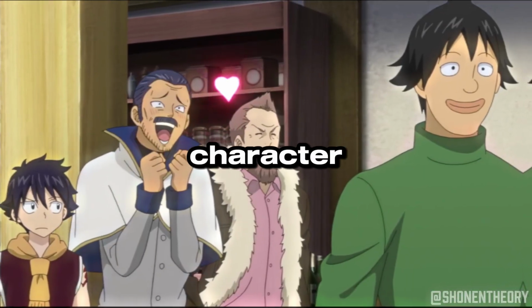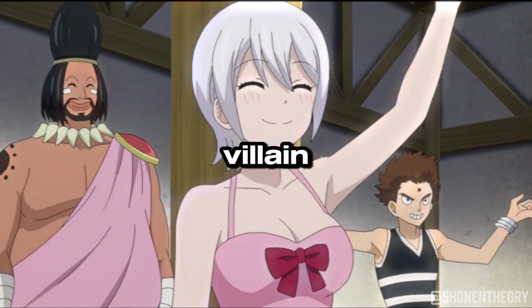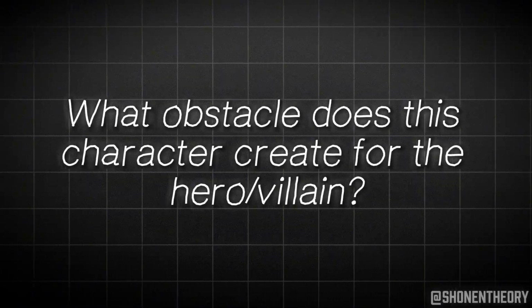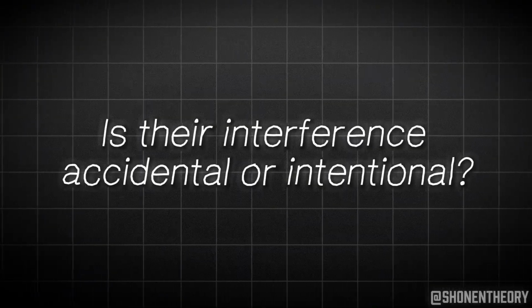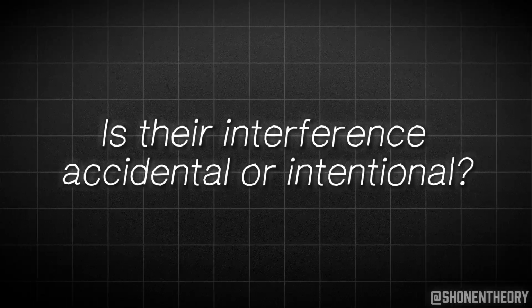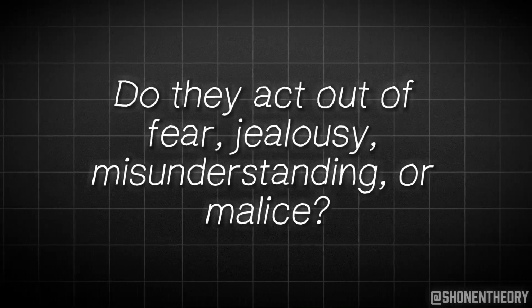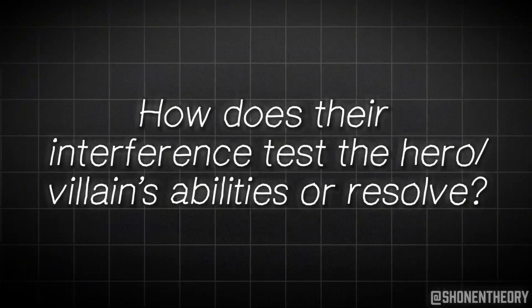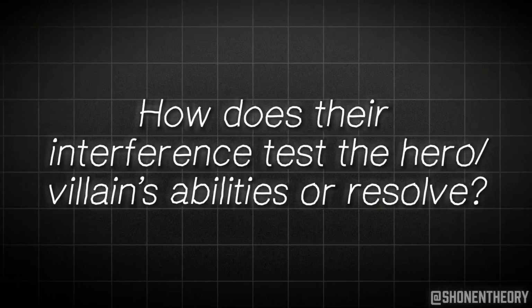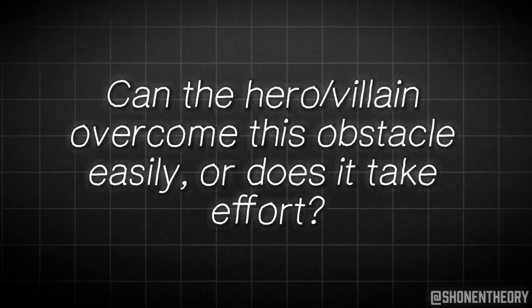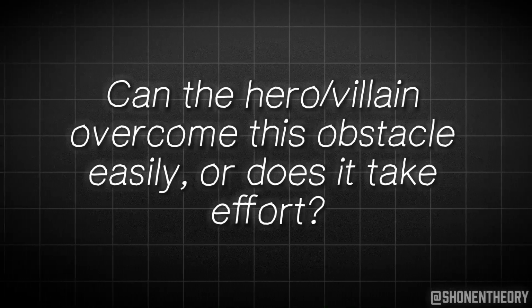If your side character is meant to deter the hero or villain, answer these questions. What obstacle does this character create for the hero or villain? Is their interference accidental or intentional? Do they act out of fear, jealousy, misunderstanding, or malice? How does their interference test the hero or villain's abilities or resolve? Can the hero or villain overcome this obstacle easily, or does it take effort?